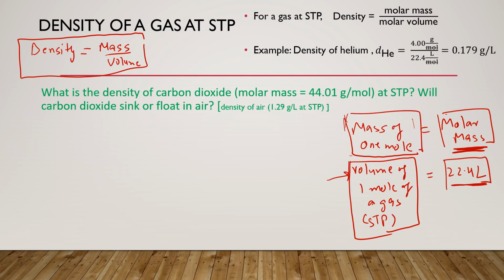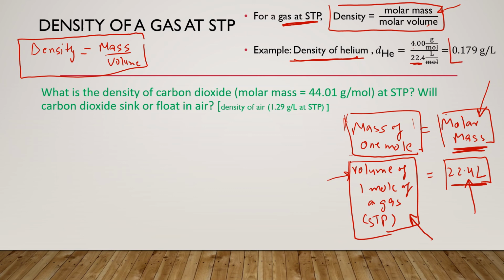We can use the mass of 1 mole of gas equal to its molar mass and the volume of that 1 mole of gas equal to 22.4 liters. By plugging in these values, we can calculate the density of a gas at STP. For example, if we want to calculate the density of helium, we will take the molar mass of helium from the periodic table, which is 4.00 grams per mole, and the molar volume is 22.4 liters. If we plug in those values, the density of helium comes out to be 0.179 grams per liter.